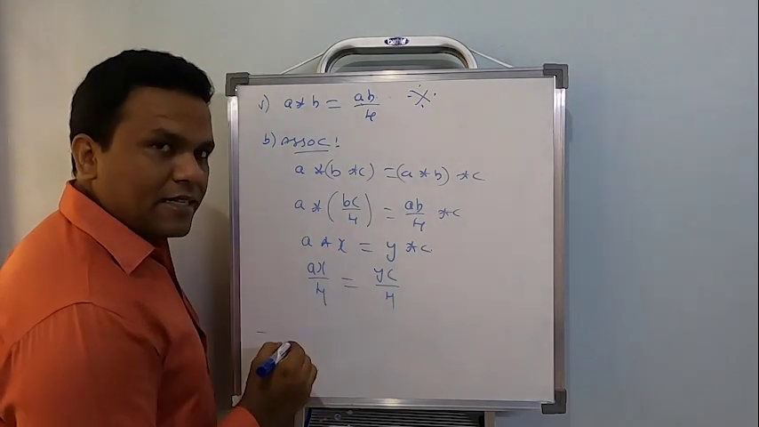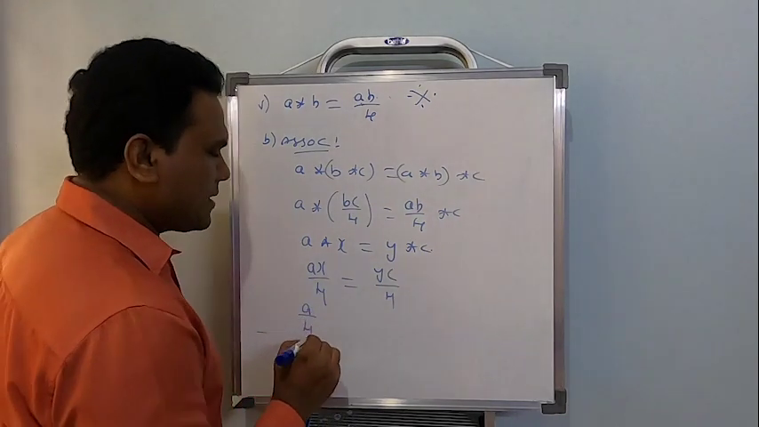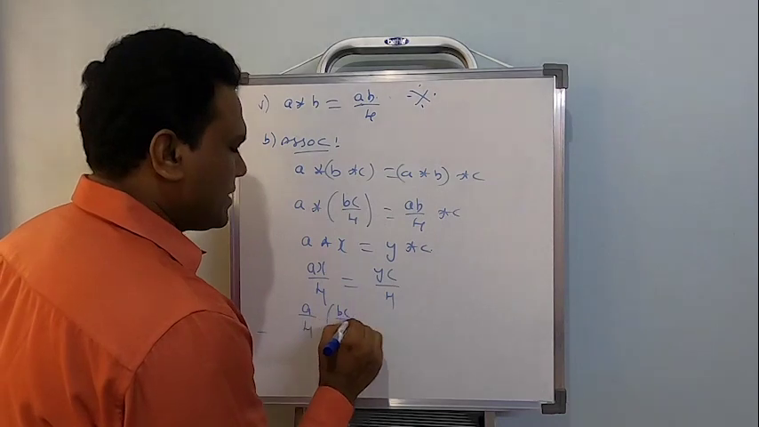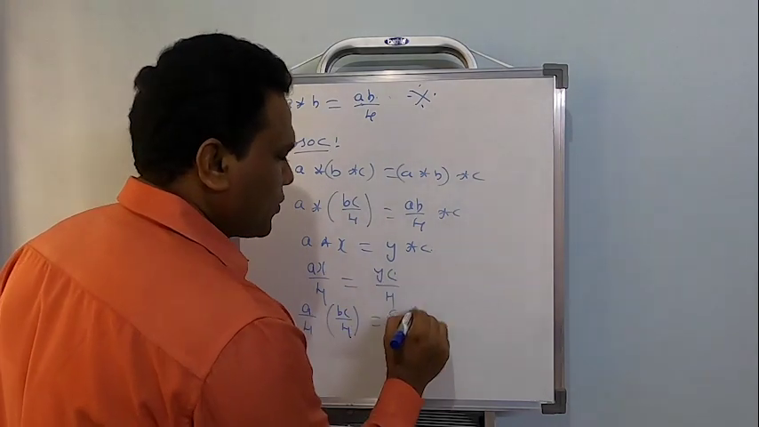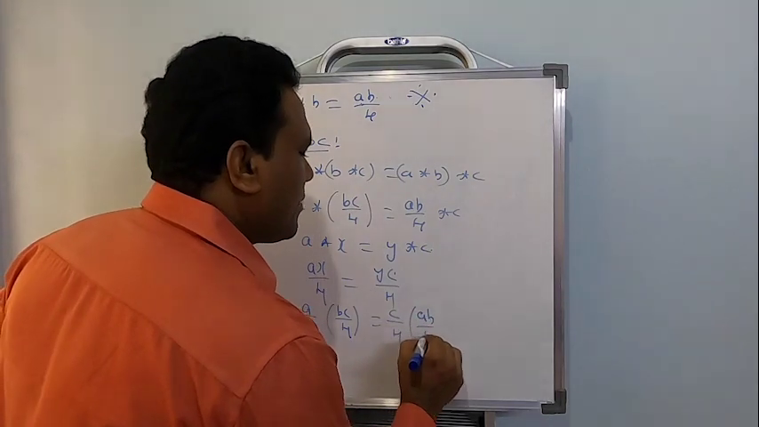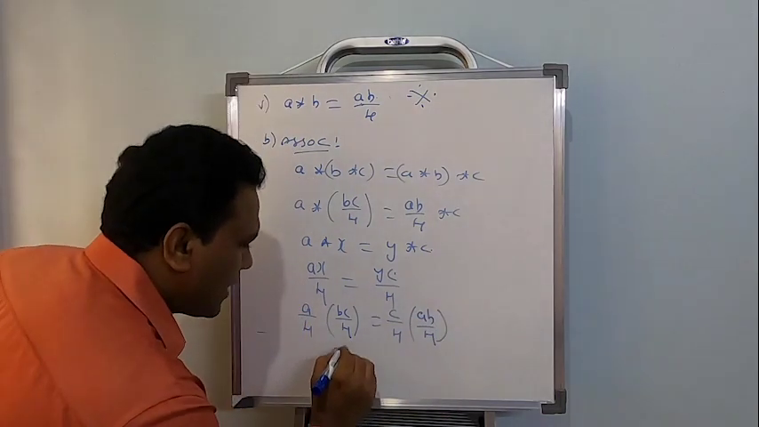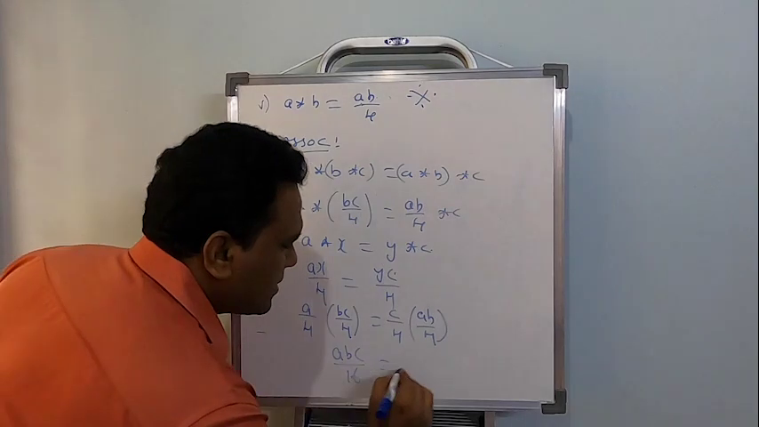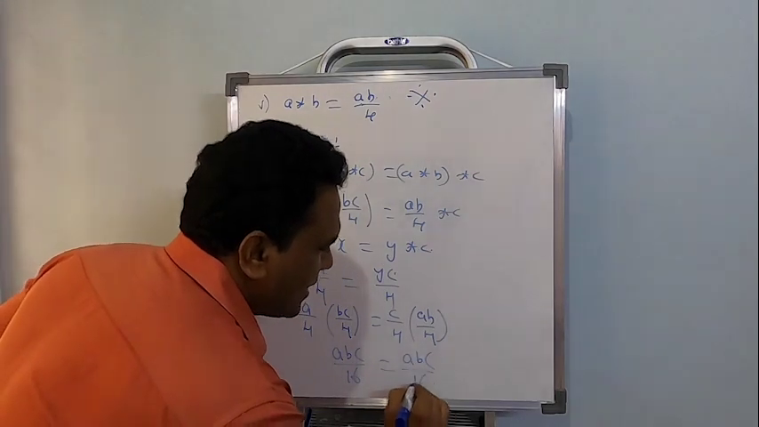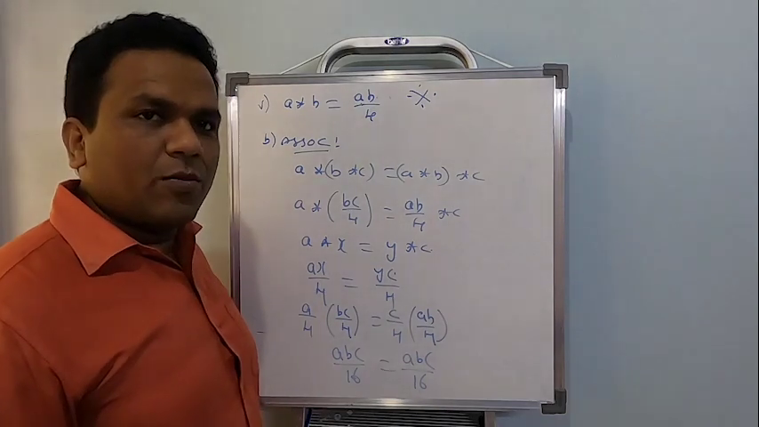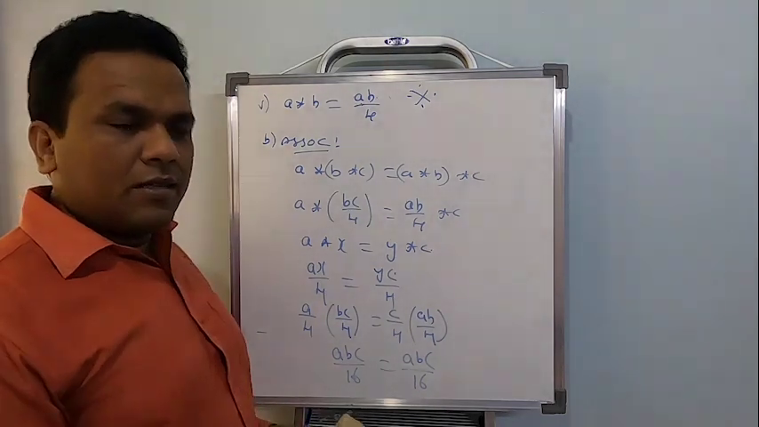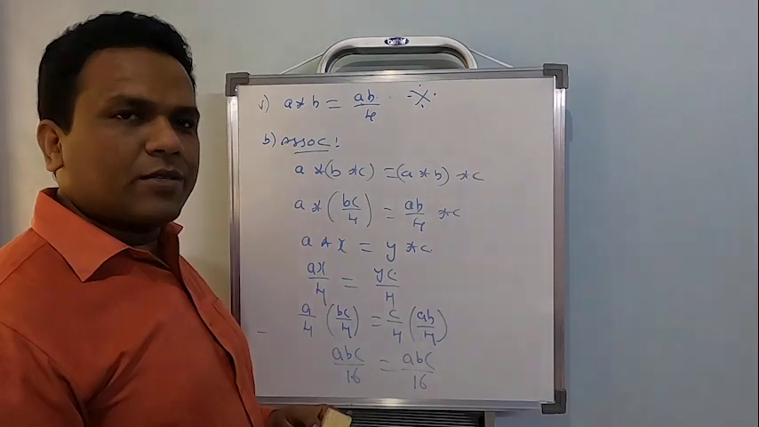So let's replace x and y values. A by 4, let's retain value of x, bc by 4. And here let me retain c by 4. I will substitute for y. Y value is ab by 4. Just look at that. When I multiply, both sides will be abc by 16. So since I am getting both the sides to be equal, come to a conclusion. Therefore star is going to be associative.